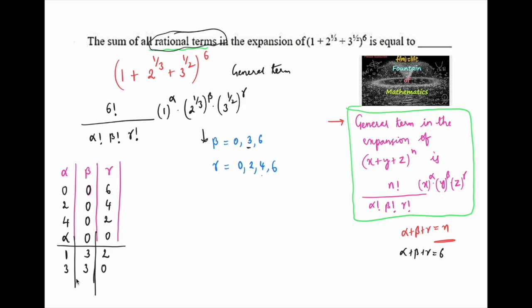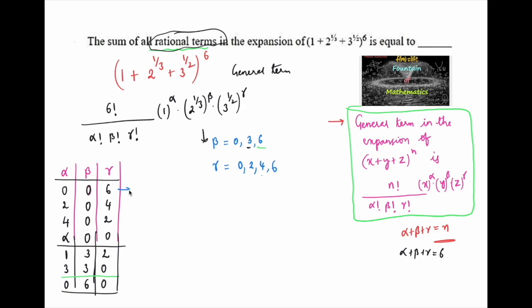And next again, if beta is equal to the next possibility 6, then we can take gamma: 6 is not possible, 4 not possible, 2 is also not possible because the sum is exceeding 6, so only 0 is possible. And here alpha is also 0. So this is only one possibility. So let us consider the terms in each case.